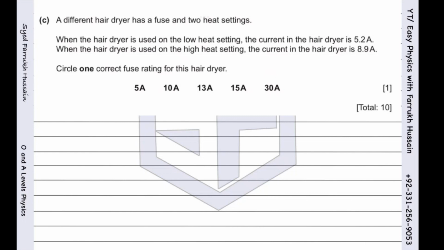A different hairdryer has a fuse and 2 heat settings. When the hairdryer is used on the low heat setting, the current in the hairdryer is 5.2 amps. When used on the high heat setting, the current is 8.9 amps. Circle one correct fuse rating for this hairdryer.